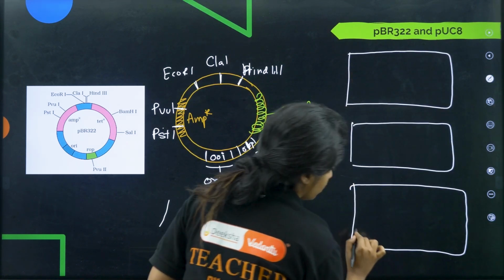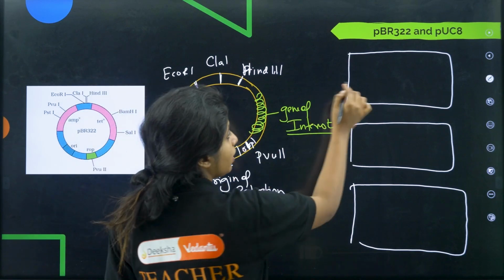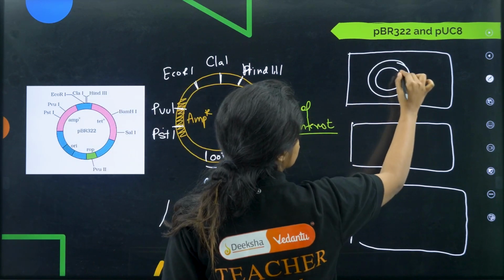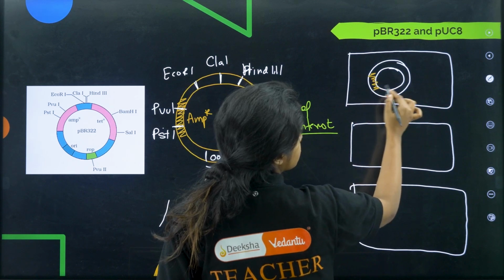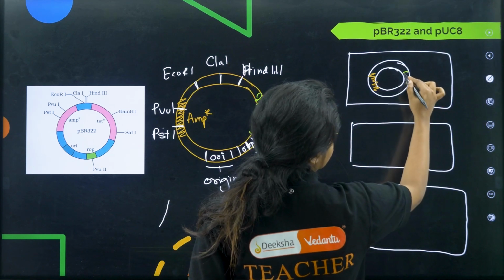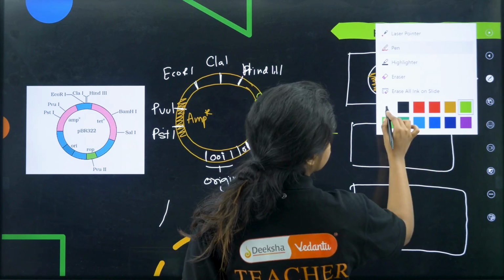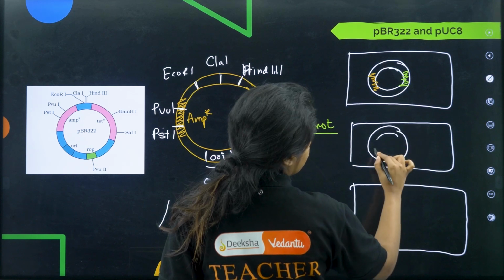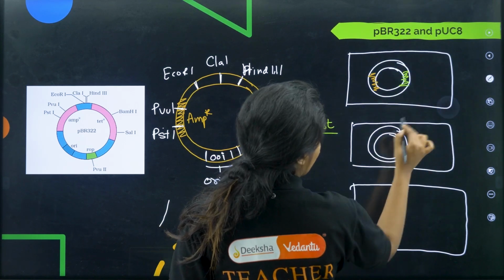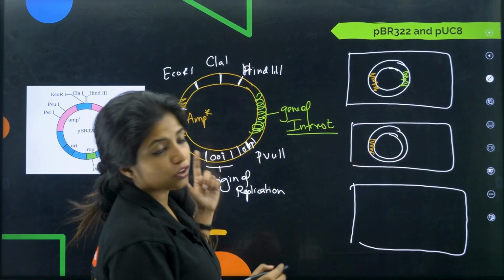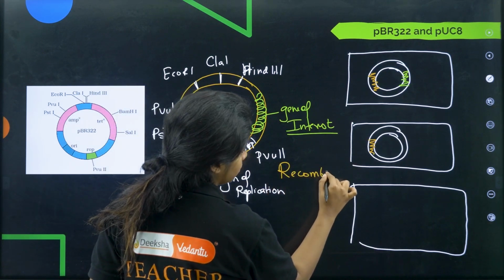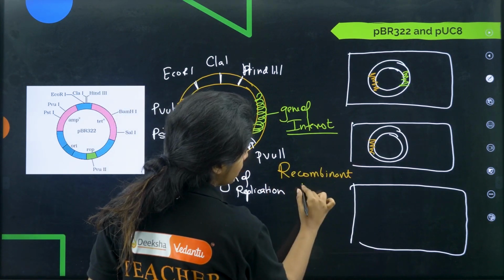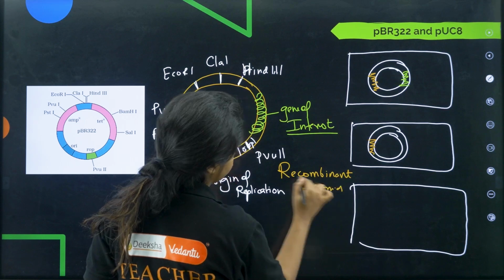One will have this particular plasmid which has the ampicillin resistance and the gene of interest. So this one that you see over here is a recombinant plasmid.